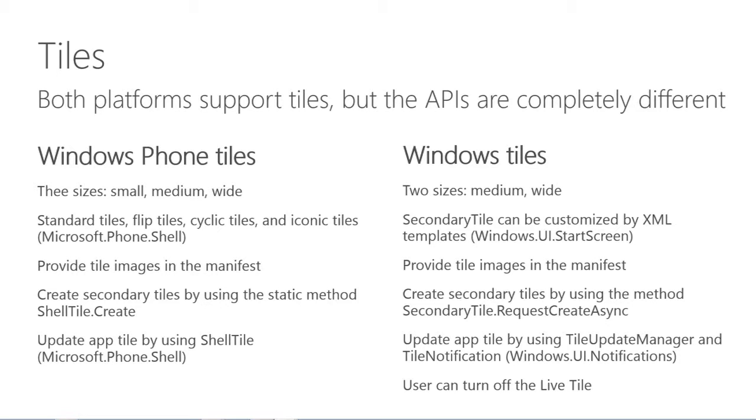You can create secondary live tiles using a static method, ShellTile.Create, in Windows Phone. On Windows, you use SecondaryTile.RequestCreateAsync. Again, totally different API there. Updating the app tile on Windows Phone is done using the ShellTile in the Microsoft.Phone.Shell API. In Windows, you use the TileUpdateManager and TileNotification in the Windows.UI.Notifications namespace. So again, totally different.